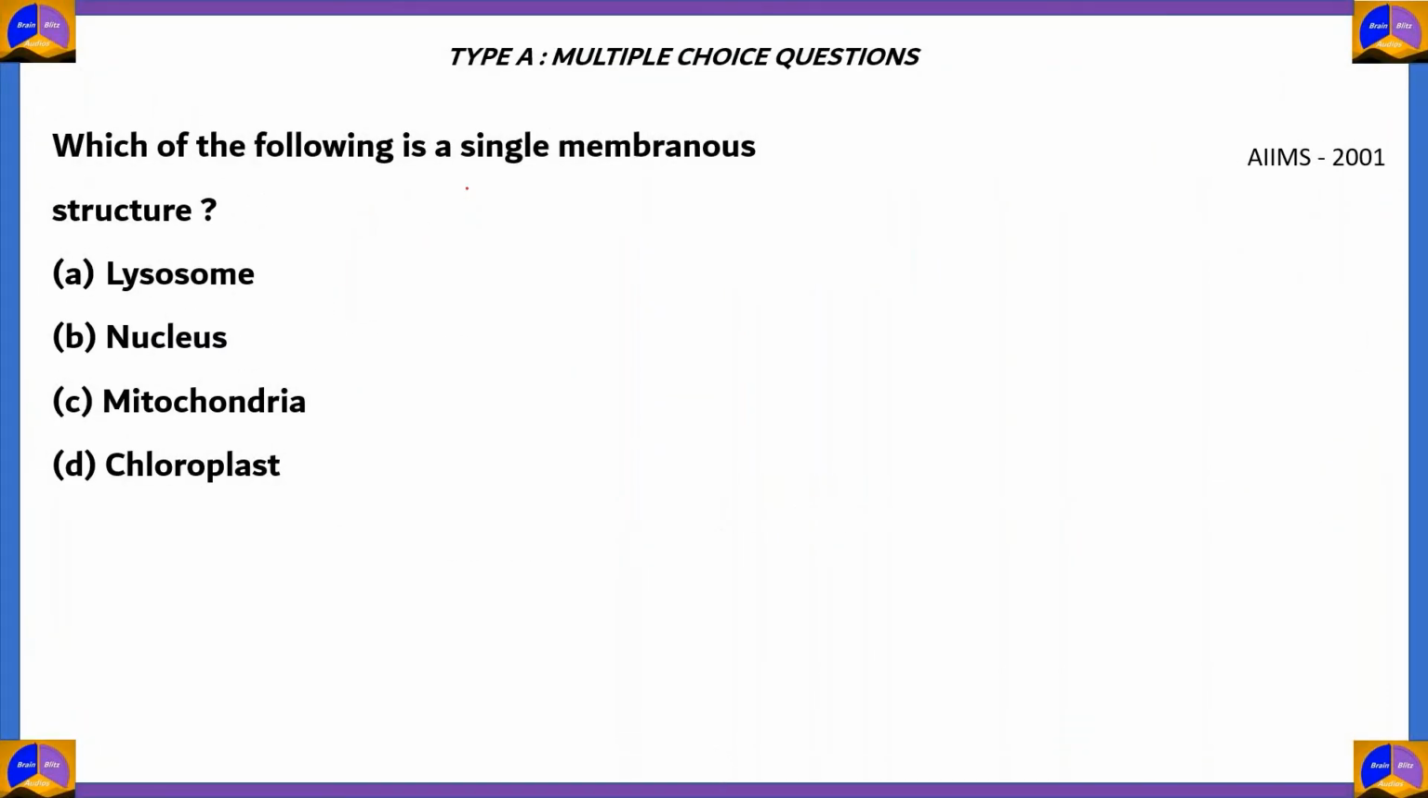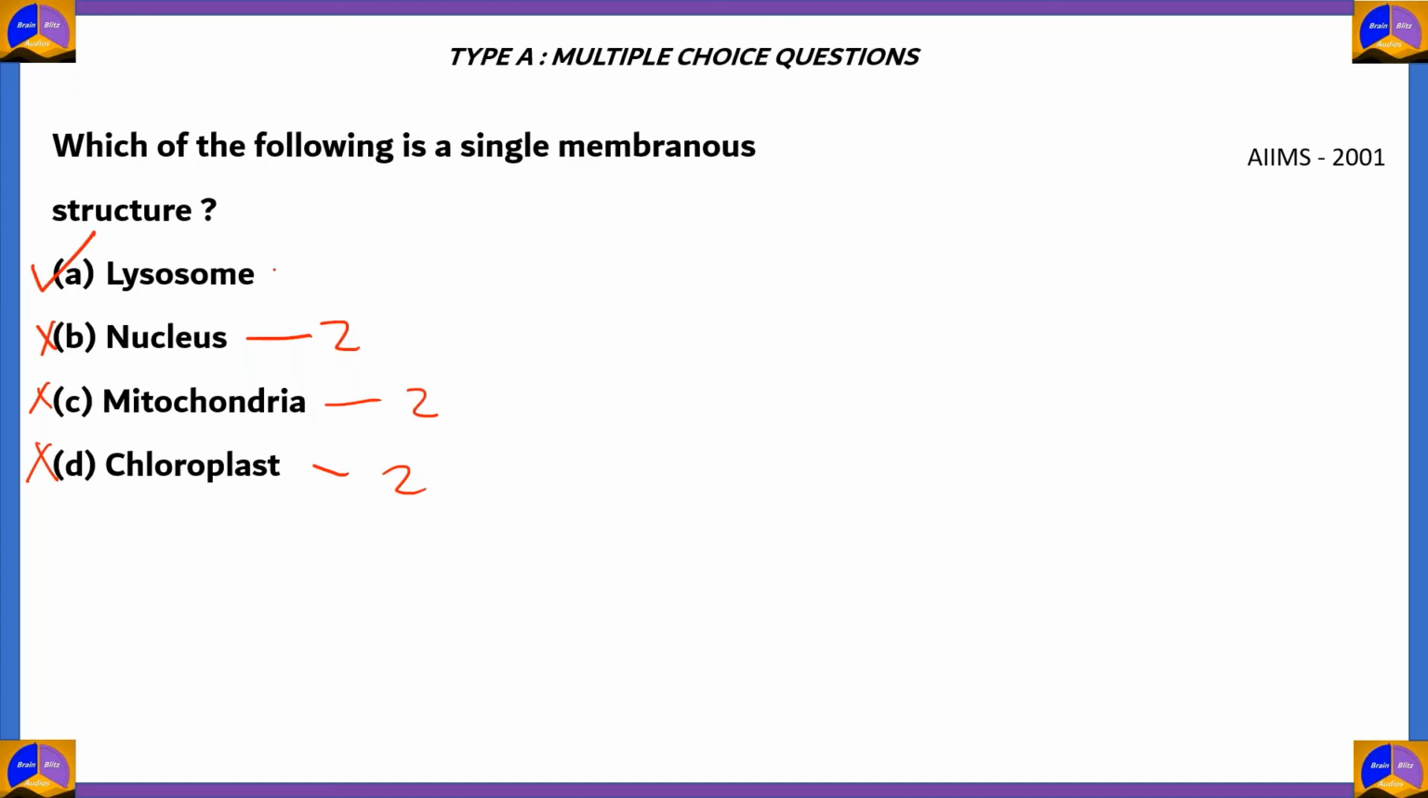Next question. Which of these is a single membranous structure? Lysosomes, nucleus, mitochondria, and chloroplast. Option D, chloroplast has two membranes, so option D is incorrect. Option C, mitochondria has two membranes, one of them with cristae, so option C is incorrect. Option B, nucleus also has two membranes. The outer one has connections to the endoplasmic reticulum, so option B is also incorrect.